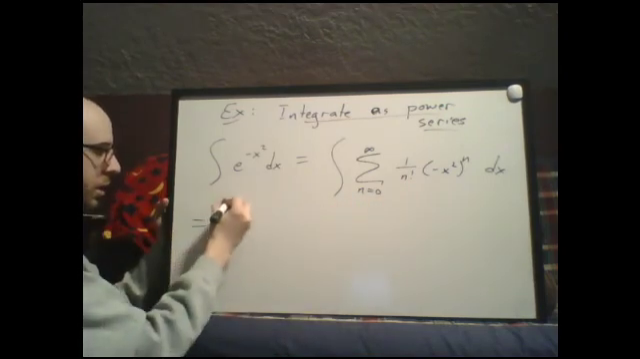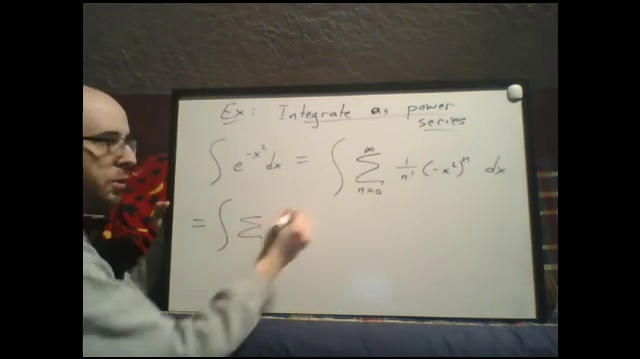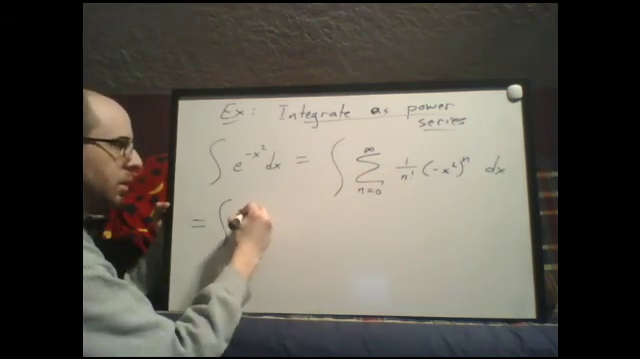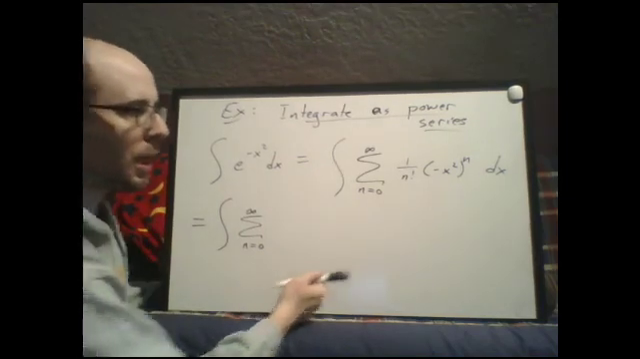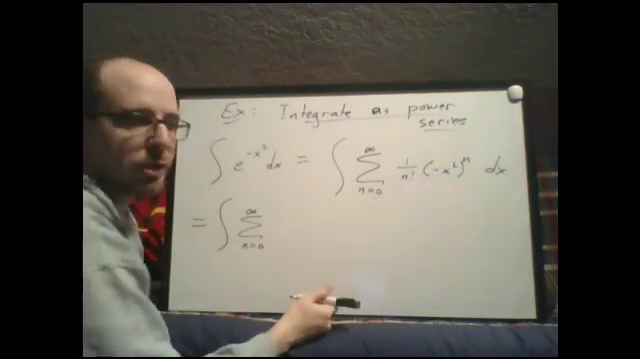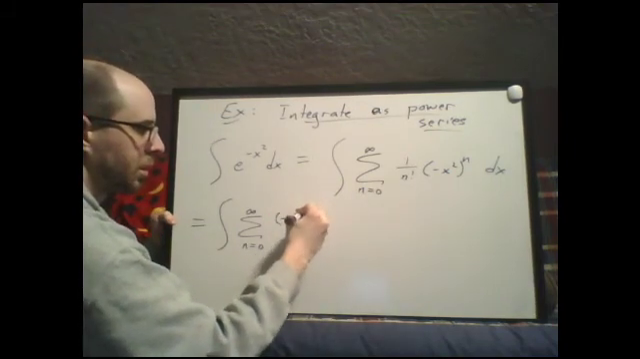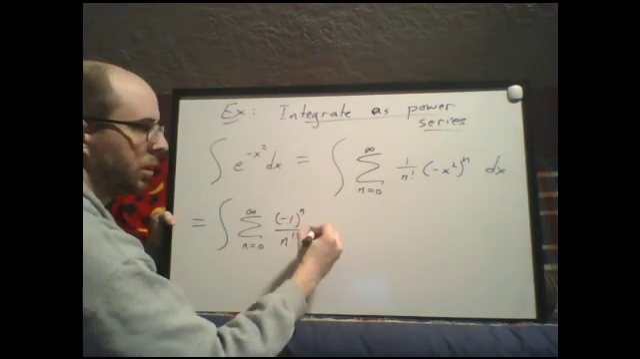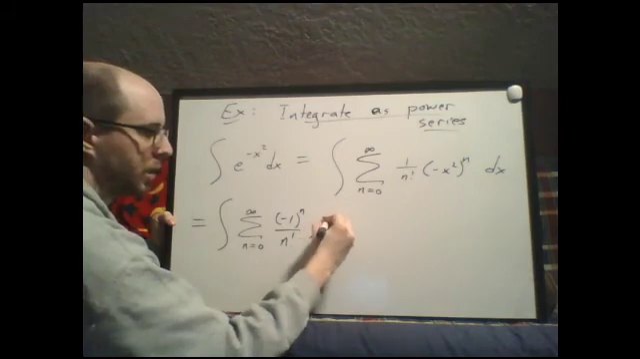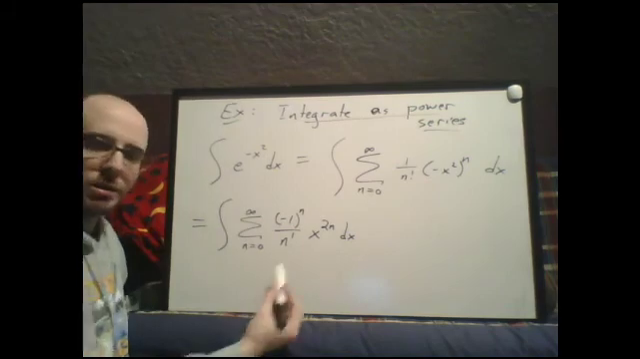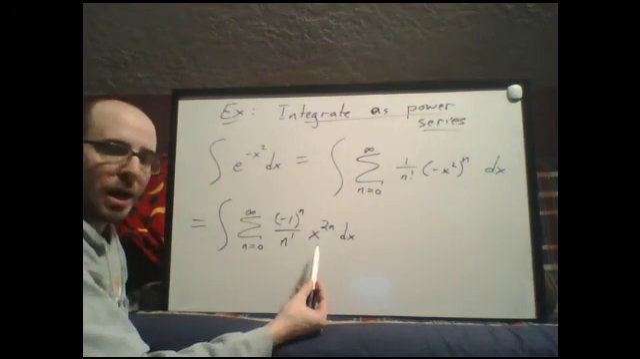All we have to do is first simplify the expression a little bit. We separate out the x power and whatever coefficient there is. So that's negative 1 to the n divided by n factorial times x to the 2n. We're just separating it into a coefficient and a power of x.